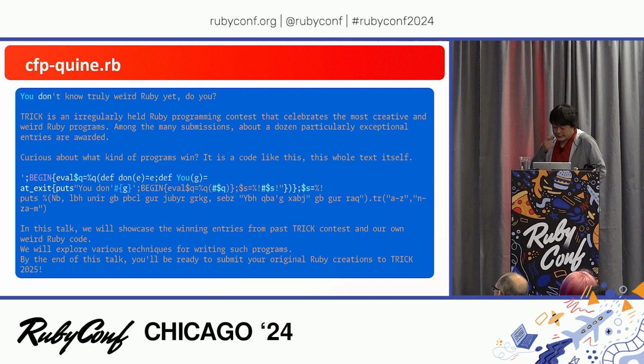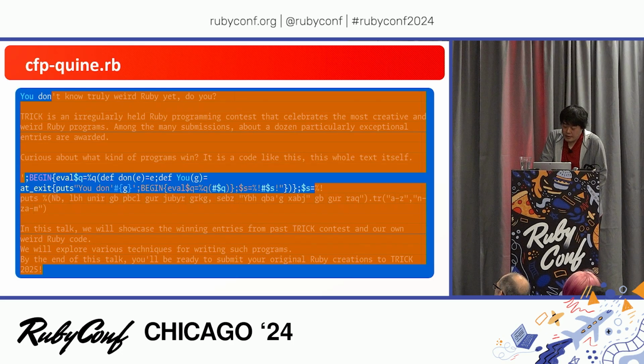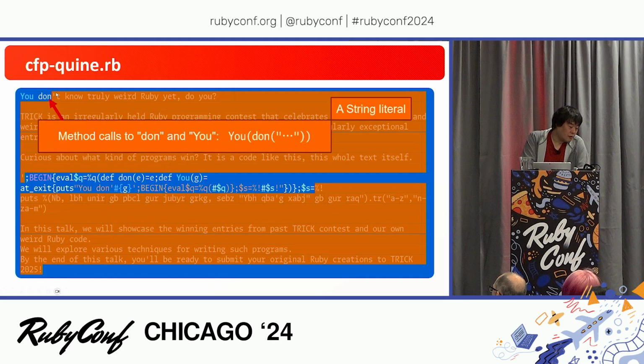So first, let's recap the structure of the abstract code for this talk. This code is highlighted. You may see there are two big string literals. The first one starts with a single quote and ends with a single quote. The second one starts with %ban and ends with ban. So this program contains two big string literals, and here are you and don. These are method calls, don and you. In other words, this is the same as you open parenthesis, don open parenthesis, string literal, close parenthesis, close parenthesis. And the two methods are defined here.